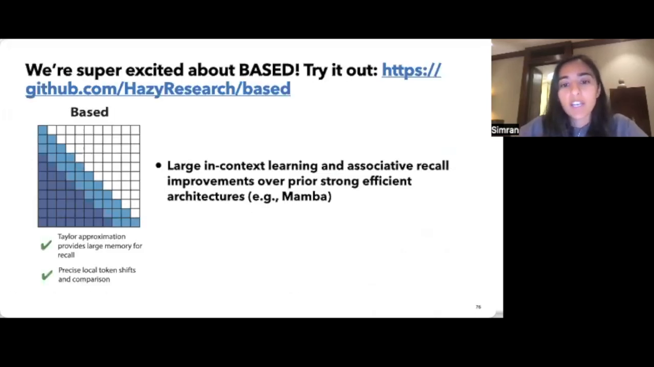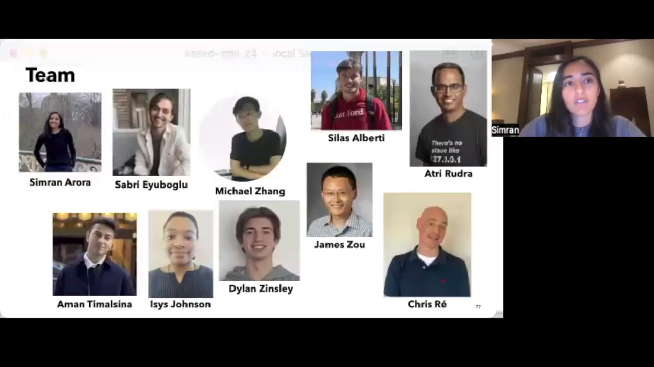Altogether, we hope that this work helped develop your understanding of how to compare the many different efficient architectures. There's no free lunch, and there's a fundamental memory and quality trade-off. Check out our posters and come chat with us to learn more.